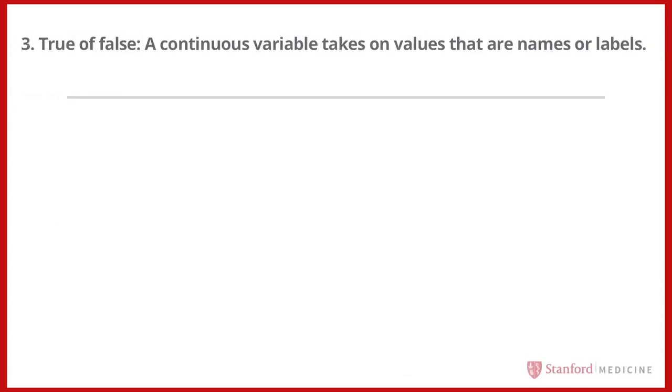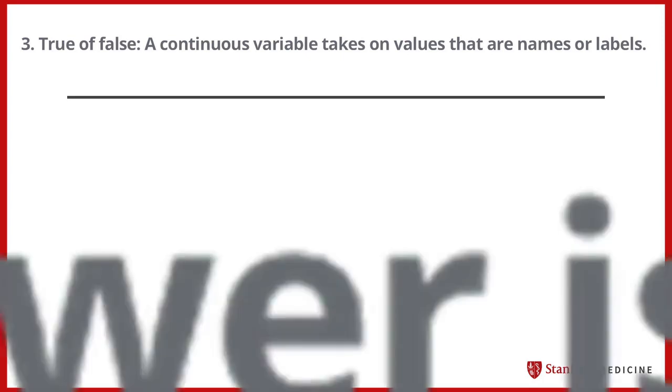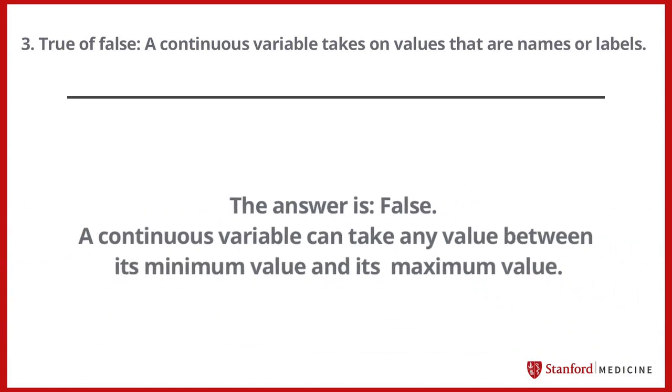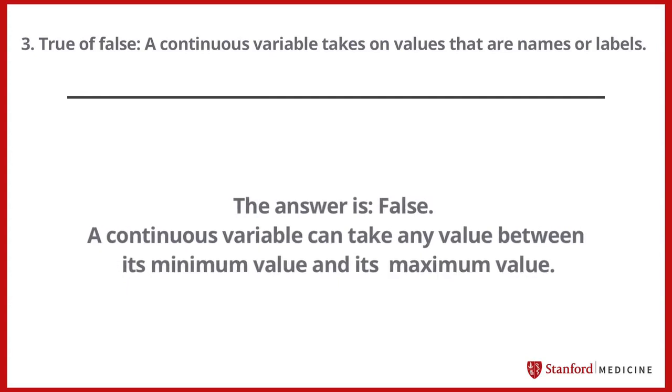True or false? A continuous variable takes on values that are names or labels. The answer is false. A continuous variable can take any value between its minimum value and its maximum value.